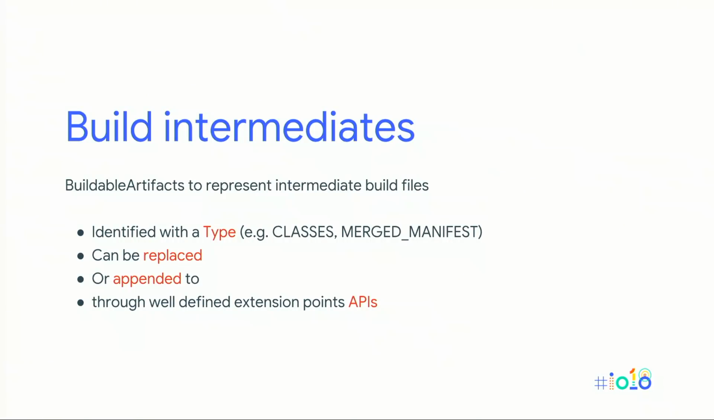One of the things we are looking for, for instance, is to give you access to all of the intermediate files. Each intermediate file is associated with a type. You've got classes, merged manifest, dex files, resources. All of those should be accessible and safely replaceable. So you should be able to say, give me the merged manifest, change it a little bit, and I'm giving you back this new version, and that's the one you should use to continue the build process. So it should be replaceable, it should be appendable. Maybe you want to add class files directly. And eventually, all of this should be done through very well-defined extension points.